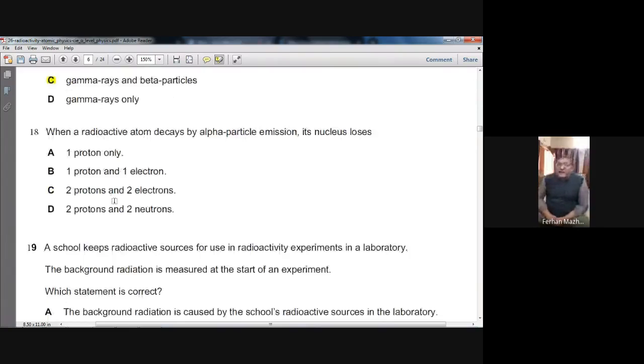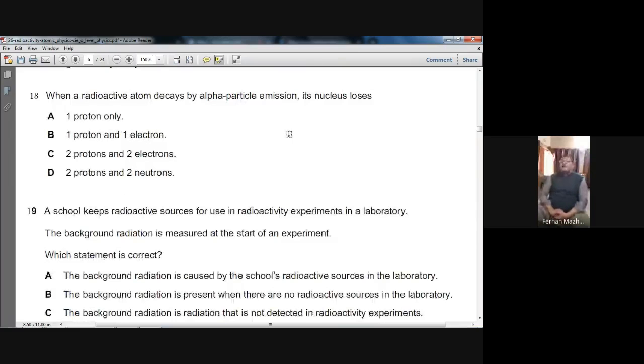When a radioactive atom decays by alpha particle emission, its nucleus loses what? Whenever the alpha particle is given out, the nucleus loses 2 protons.